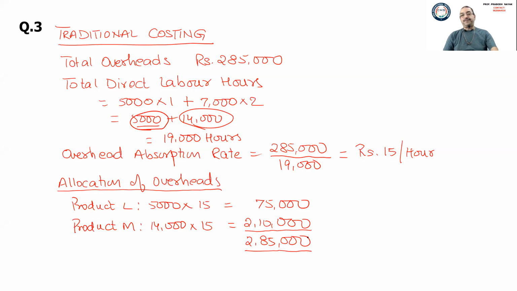Correct? In traditional costing, what is the basis I have made use of? Direct labor hours. On the basis of direct labor hours, 75,000 for L and 2,10,000 for M. That is how we have allocated.